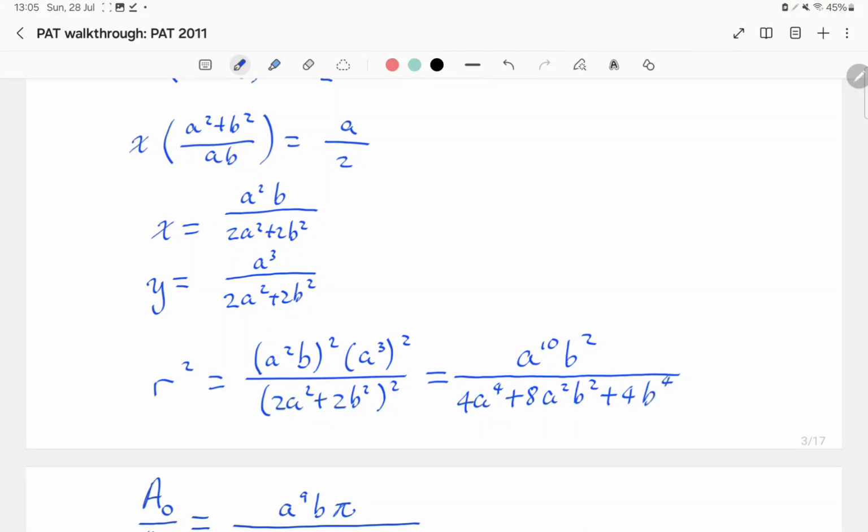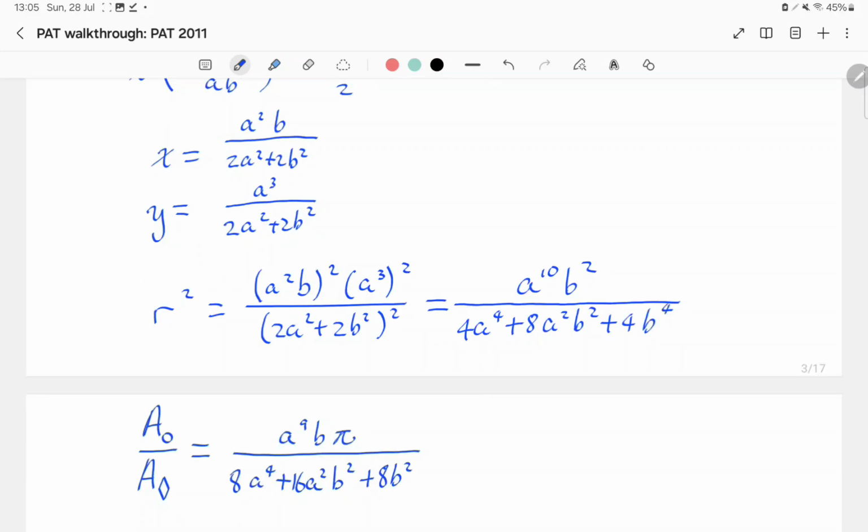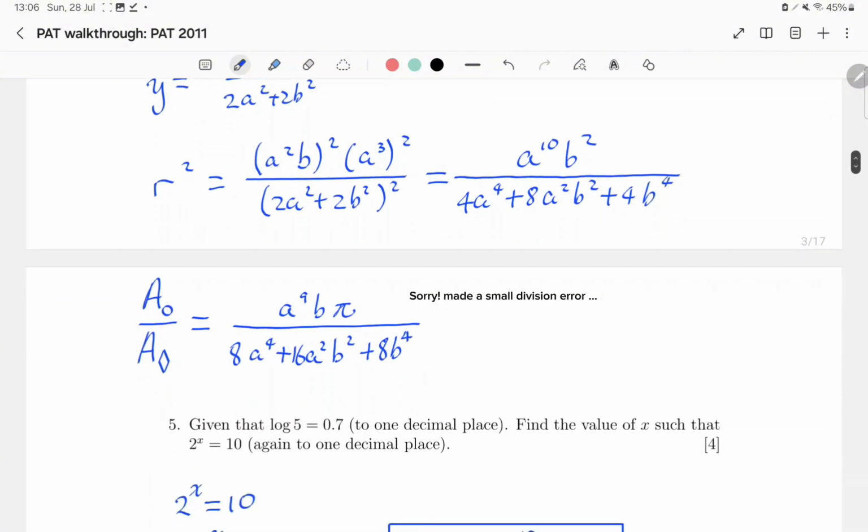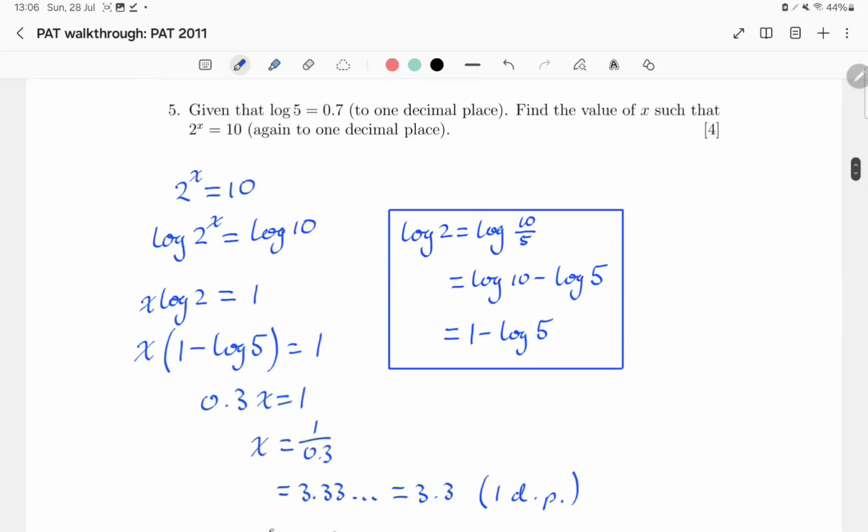Substituting for y, we have a cubed over 2a squared plus 2b squared is y. Therefore, by Pythagoras' theorem, we have r squared equals a to the 10b squared over 4a to the 4 plus 8a squared b squared plus 4b to the 4. Then we have the area of the circle over the area of the rhombus is a to the 9b of pi all over 8a to the 4 plus 16a squared b squared plus 8b to the 4. Now, we'll move on to question 5.